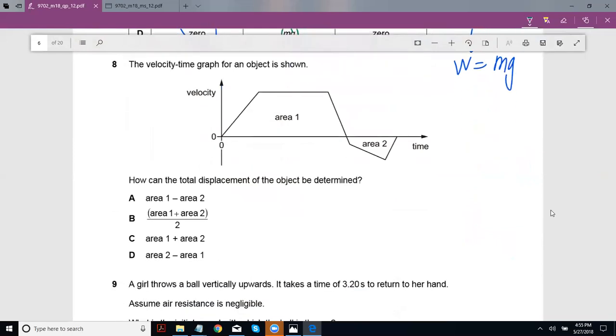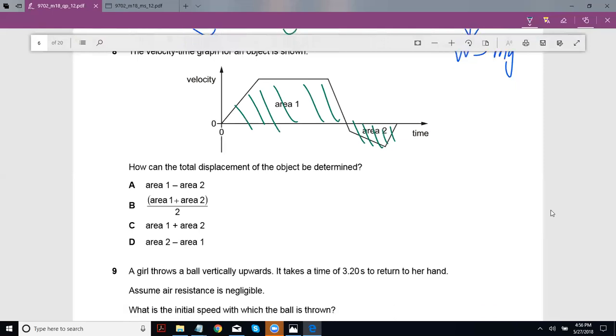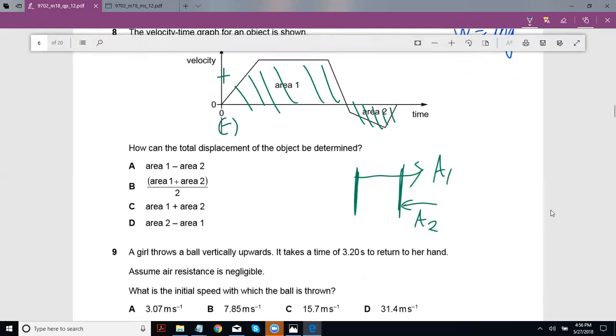The velocity time graph for an object is shown. How can the total displacement of the object be determined? For a velocity time graph, you figure out displacement by looking at the areas. With distance, you just add the two, but here, this is positive velocity and this is negative velocity, which means in the backward direction. You've gone area one like this, you've come back area two like this. So your overall displacement is the difference between the two, which is area one minus area two, giving you A.